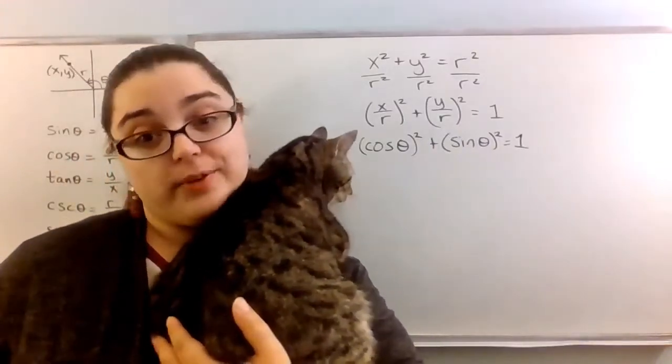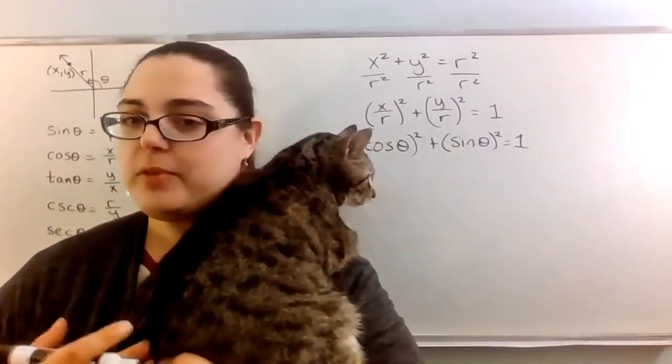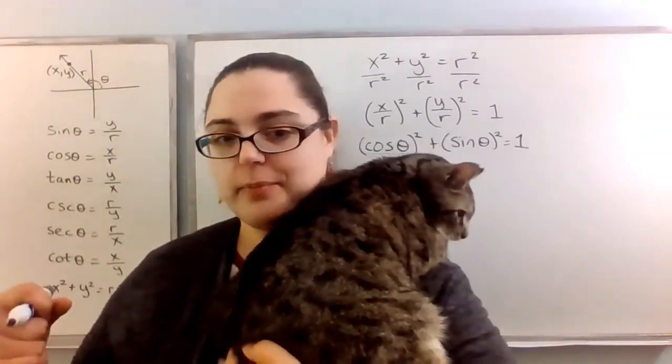So this is called a Pythagorean identity. It's called that because it comes from the Pythagorean theorem, from that Pythagorean statement.